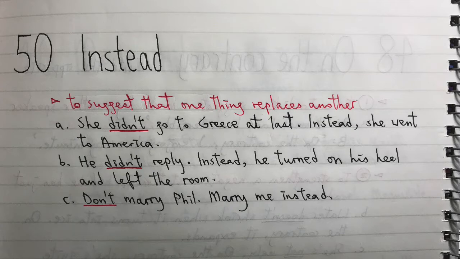He didn't reply. Instead, he turned on his heel and left the room. So no reply, just silence and leaving the room. Don't marry Phil, marry me instead. Again, the choice is made. This is my choice made for you. So you see there must be a negative word, not, in the first part. This is how we are crossing out the first option to introduce the second option.